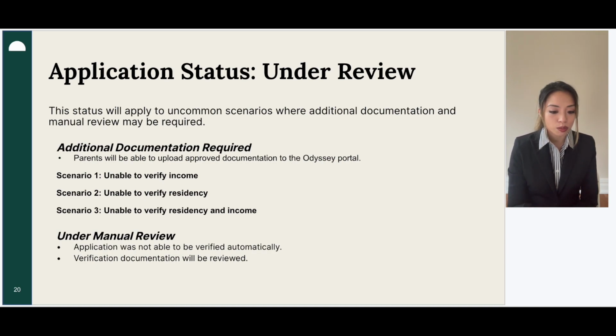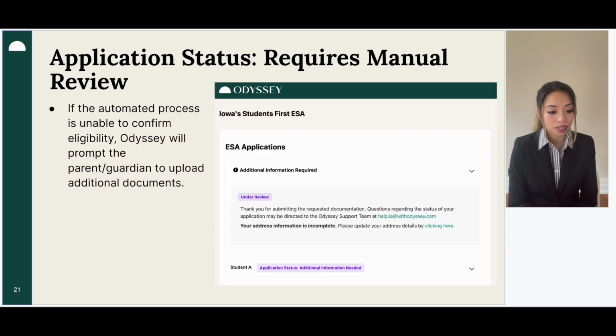The other status would be under manual review. This is a status where the application was unable to be verified automatically as well. If the automated process is unable to confirm eligibility, Odyssey will prompt the parent or guardian to upload additional documentation. The next slide will show you how.